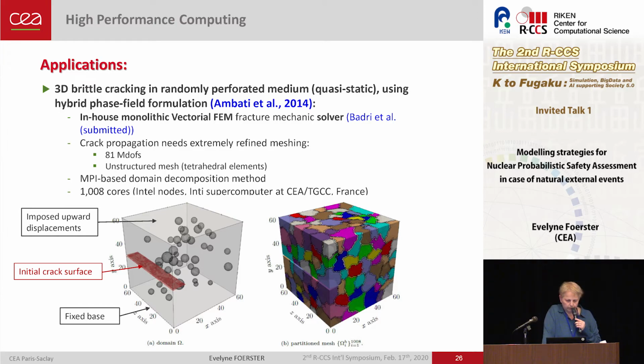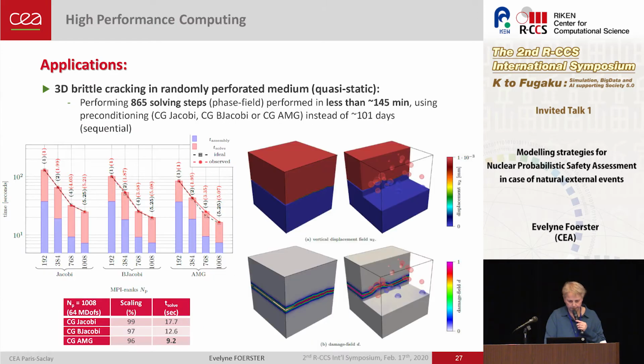And what we have implemented is an in-house monolithic vector FEM, as I said, which is quite efficient for solving the crack propagation problem, as we need extremely refined meshing and unstructured meshing. We have used this parallel strategy to be able to compute the solution. So the thing is that we have a pre-cracking, and the whole crack is propagating along the medium.